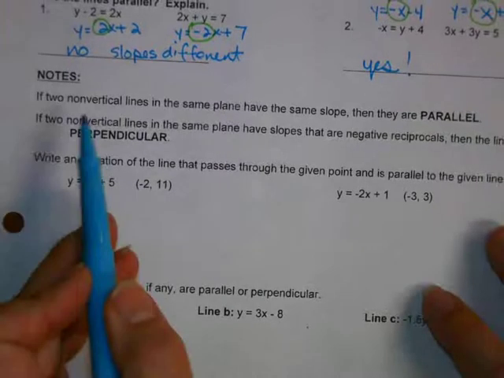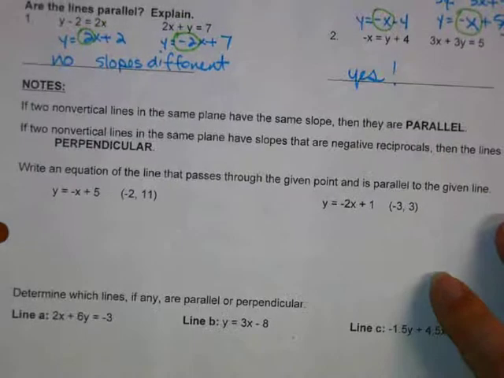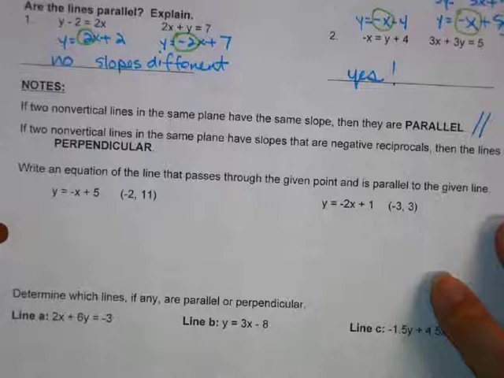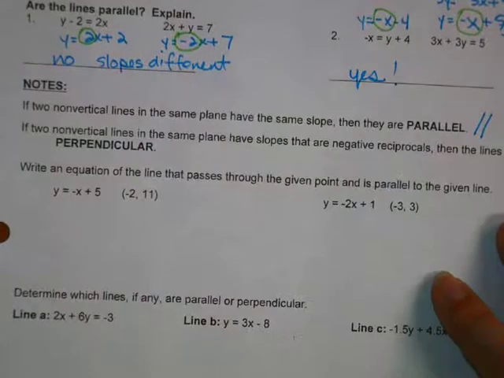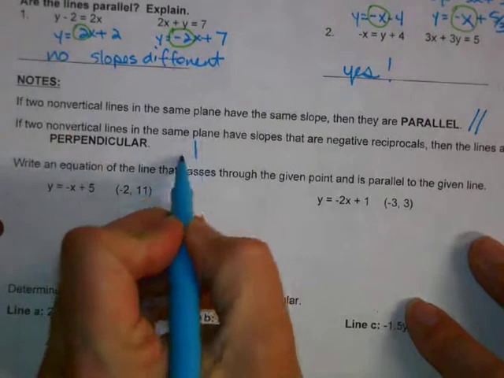If two non-vertical lines in the same plane have the same slope, then they're parallel. What's the symbol for parallel? You guys remember? It's just kind of like that. Or sometimes you'll see them straight up and down in the book. Okay? What's the symbol for perpendicular? It's like an upside down T.